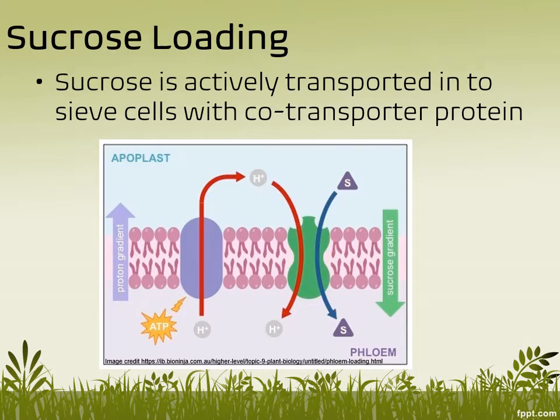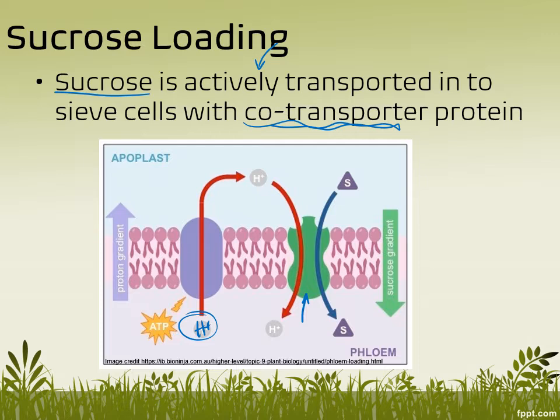So I've mentioned this idea of sucrose loading a couple times now. Sucrose loading is where we actively transport that sucrose, that sugar or sap, into the sieve element cells using a super cool thing called a co-transporter. It is active transport. We need some ATP, but we use it in kind of a weird way. What we're going to do is use a co-transporter protein. That's this guy here. In order to activate that co-transporter protein, we're going to need to pump some hydrogen ions.